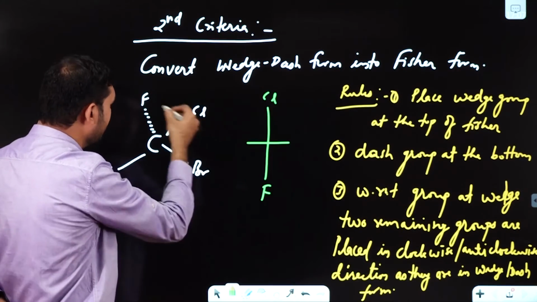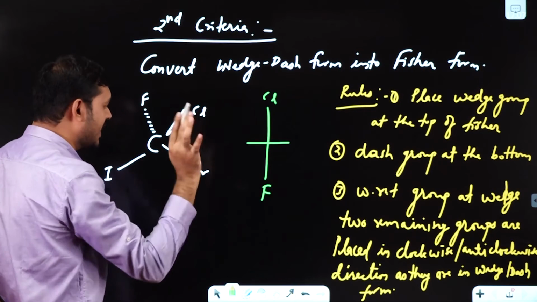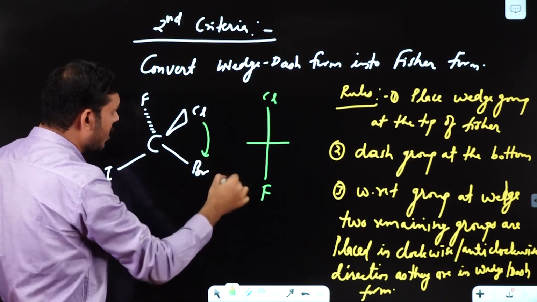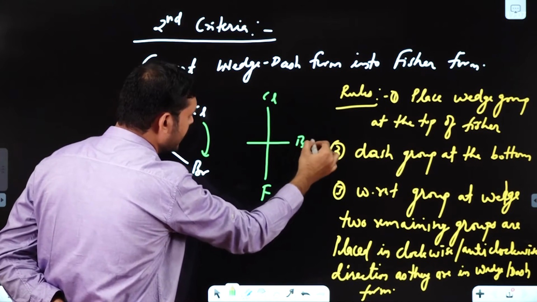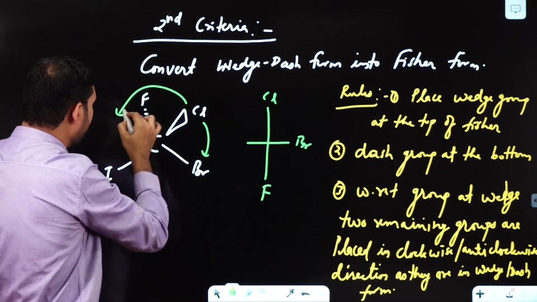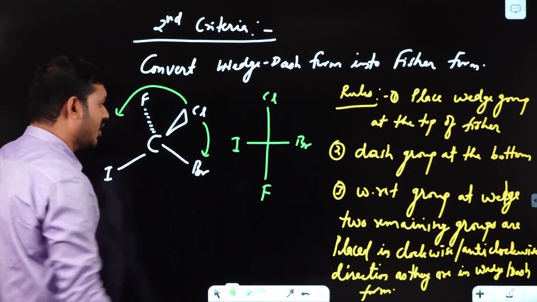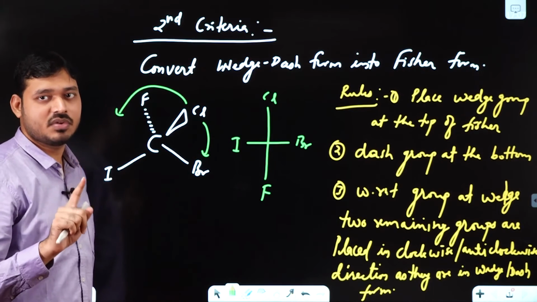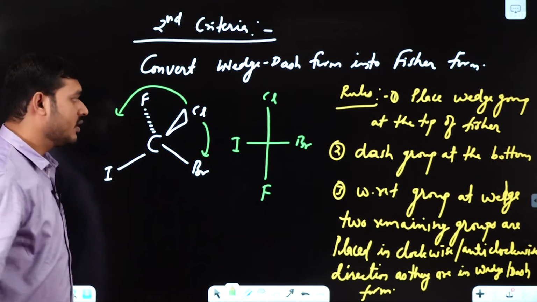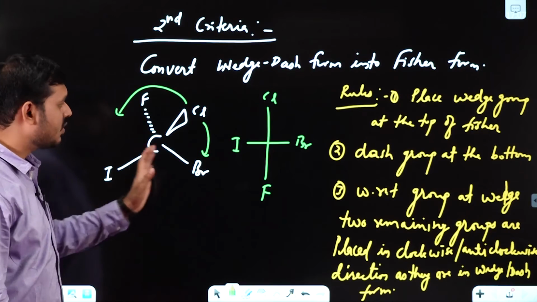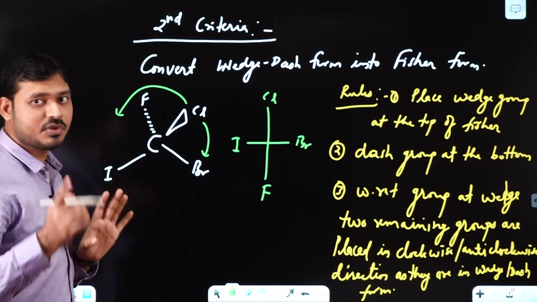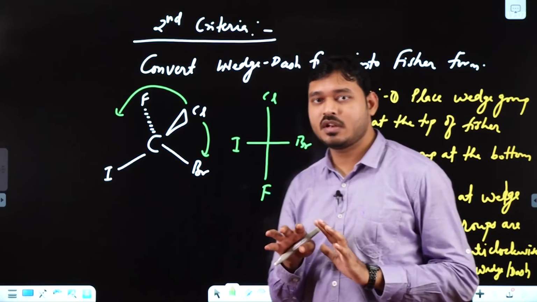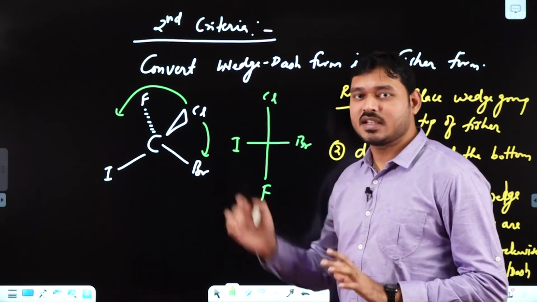Means if I see this compound, chlorine at the top, fluorine at the bottom, wedge dash. Now with respect to this chlorine, bromine here is clockwise, so bromine here, and iodine here is anti-clockwise, so iodine here. Clear to everyone? This is one of the most important conversions I am teaching you. Now the question arises whether these two are perfect or not. If you have to check that, if I have made this interconversion from one form into another, it is correct or not, so let's check RS configuration.